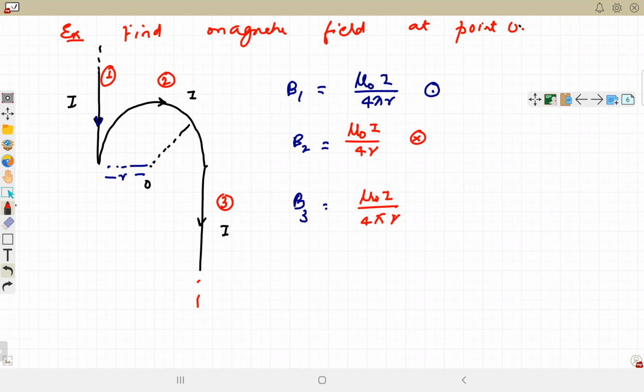Place your right hand thumb in the direction of the current and open the hand towards the point. You have to open, stretch your palm towards that point, then give a slap. If it is coming outwards, then magnetic field is out of the plane. If it is going inwards, then magnetic field is into the plane.